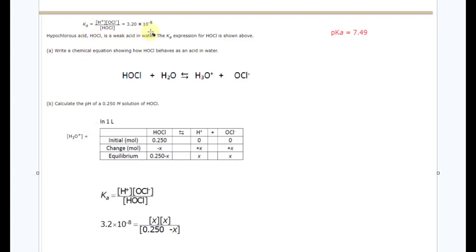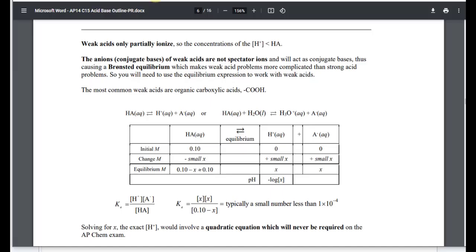There's a much faster method that's accepted for FRQs to come up with a simple situation where you have a weak acid and they give you its Ka and they want you to find out the hydrogen ion concentration. Let me pull up my outline.